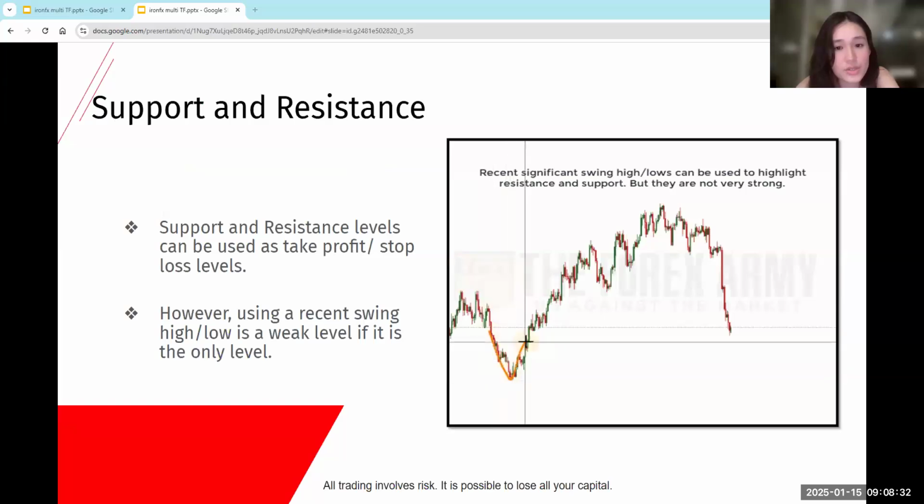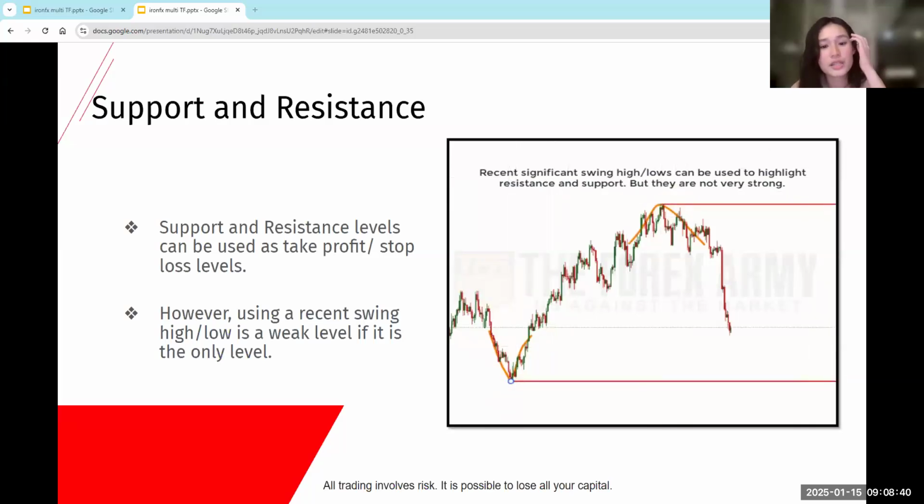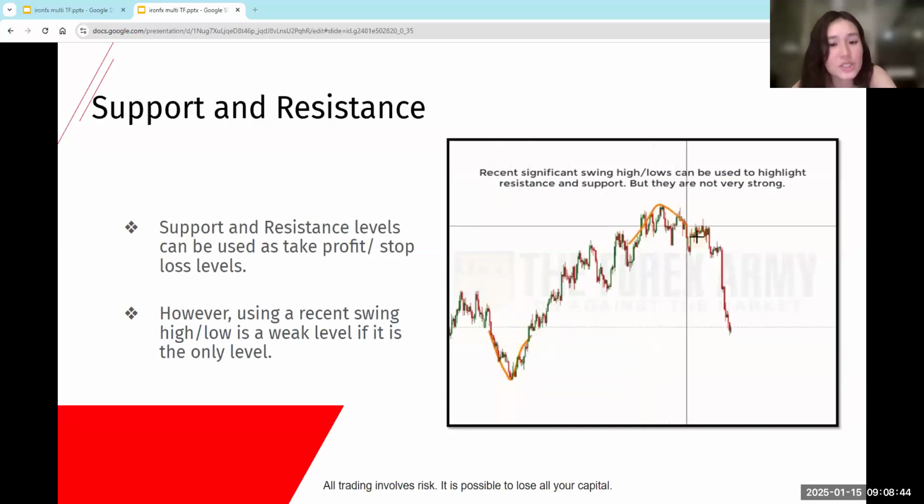So you can use your support and resistance levels as your take profit and stop loss levels. So that's why these levels are really important. But you shouldn't use an entry if there are no other supporting arguments, such as Fibonacci or other graphical levels to support your analysis. So using a recent swing high or low is considered a weak level if that's the only level that you're relying on.